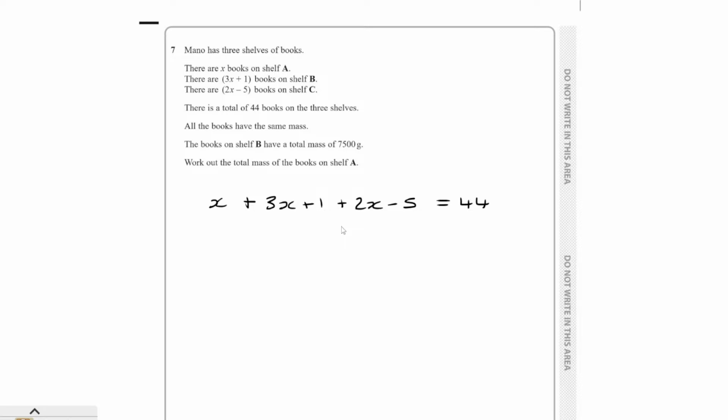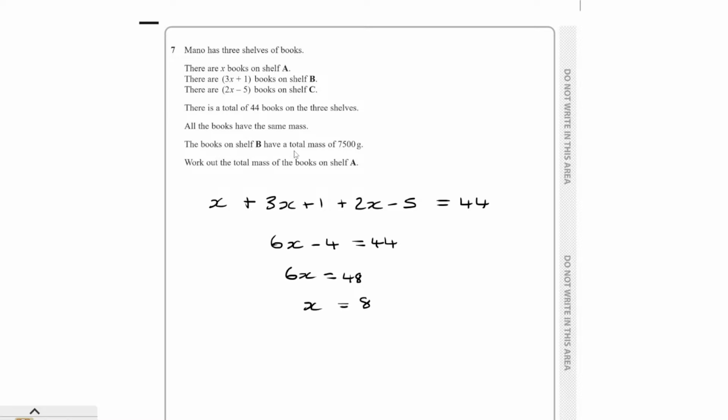So if I add all of those, if I collect the like terms, we should get 6x minus 4 is 44, and then that's just a linear equation to solve, so add the 4, 48, divide by 6 is 8. So x is 8 books. So that's that first bit. Let's look at the next bit.